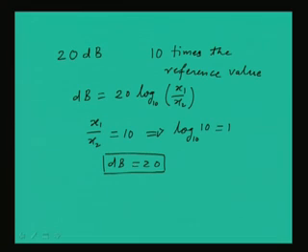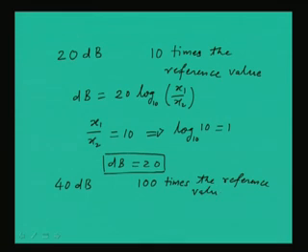Similarly, if we take another example, let us say 40 dB. 40 dB represents that we have the measured signal as 100 times the reference value. This also can be seen that when we put 100 here, it is nothing but 10 raised to 2. Because of this log 10, the 2 will go in front, so that will become 40, and log 10 will become 1. So, we will get 40 dB.